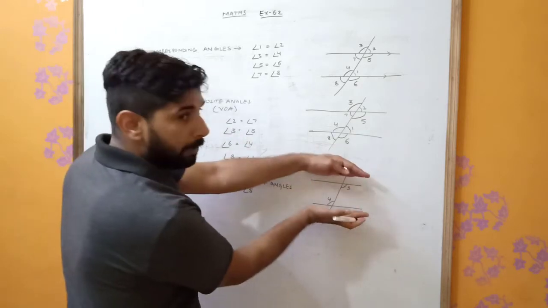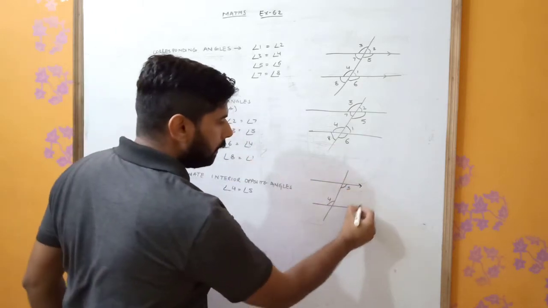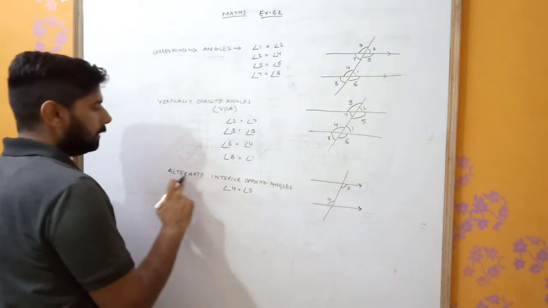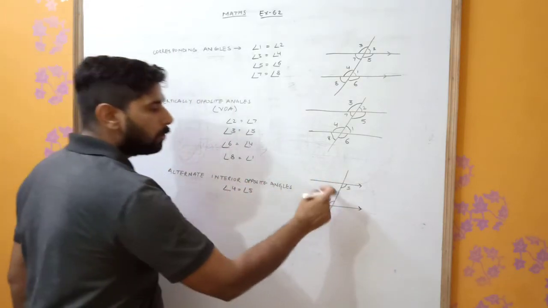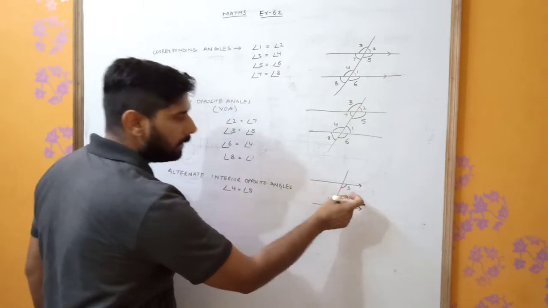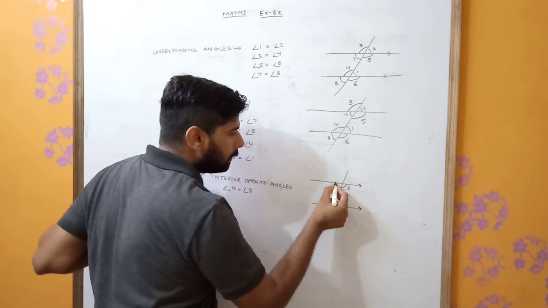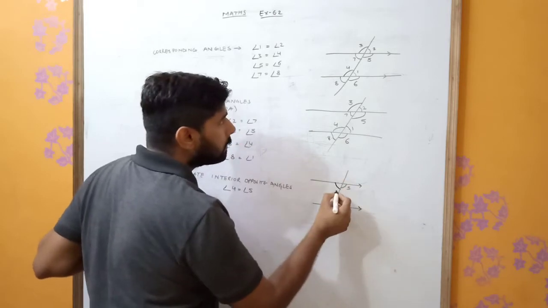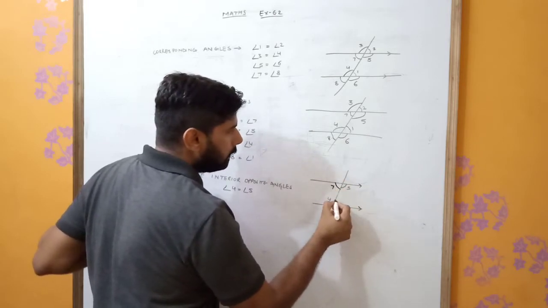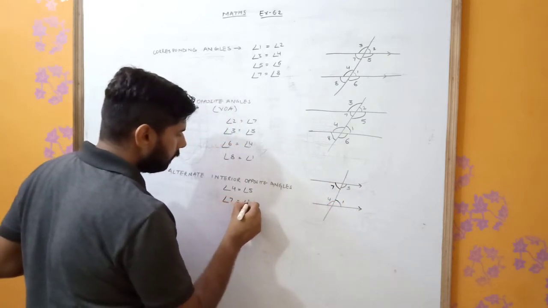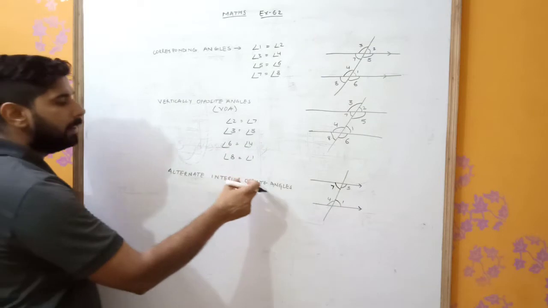Between the two lines, these two lines are parallel, the angles should be between these two lines. And these are the alternate interior opposite angles. Alternate means one on the right side, one on the left side. That is, 4 is equal to 5. Another is this angle 7 and this angle 1. So angle 7 is equal to angle 1. These are alternate interior opposite angles.